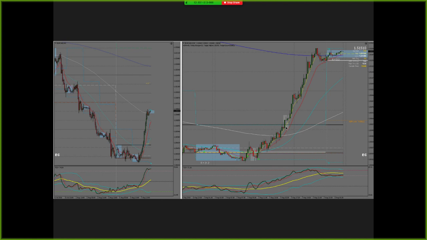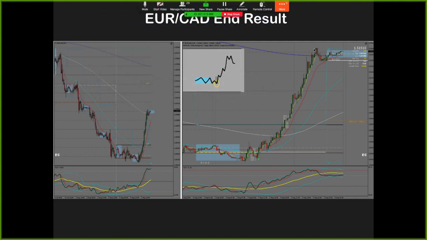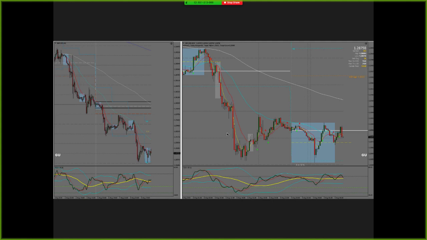It held the 13 all the way up, okay. No point whatsoever did it ever come close to closing below the 13. So if you held that all the way to the top there, you would have got 125 pips, possibly 130 if you entered earlier on this candle, okay. All right, so this was a great trade. Next, we're going to look at GU.